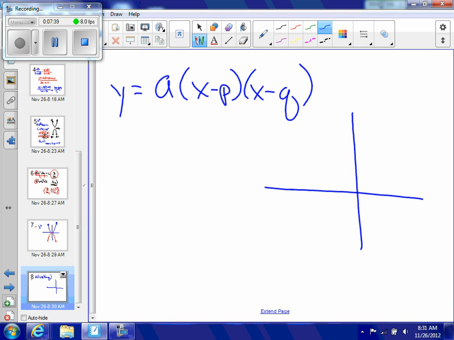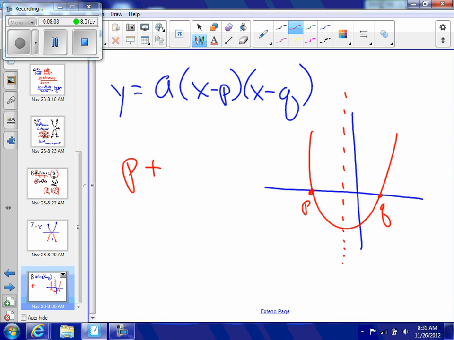So whatever my parabola looks like, here's p and here is q. Those are my two intercepts. My axis of symmetry, by definition, it's a parabola, it's symmetrical, so my axis of symmetry goes right up the middle here. The way I find the axis of symmetry in intercept form is I take p, add it to q, and divide it in half. I kind of average them out. And that gives me my axis of symmetry.